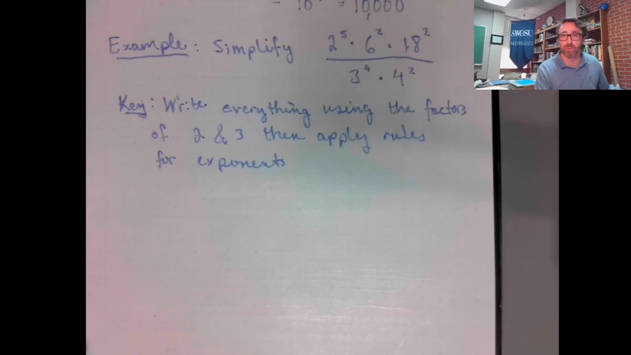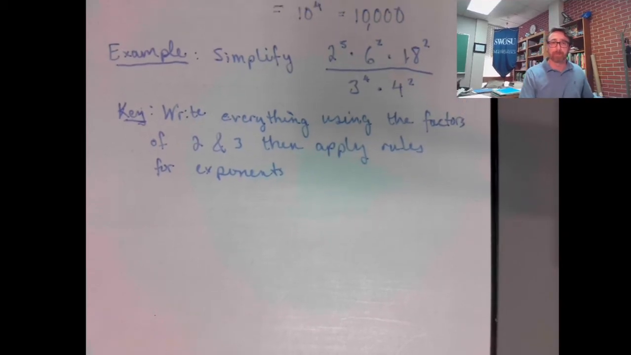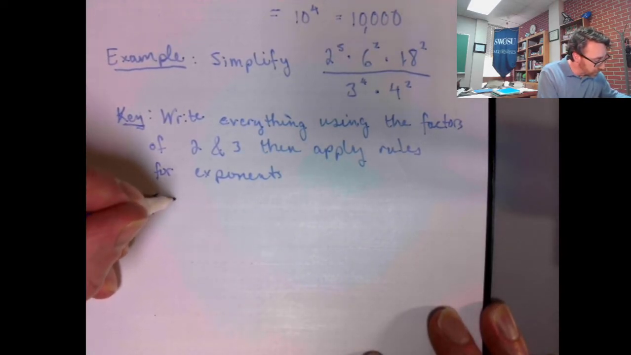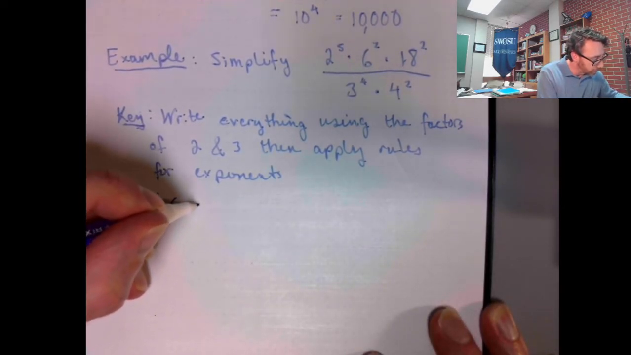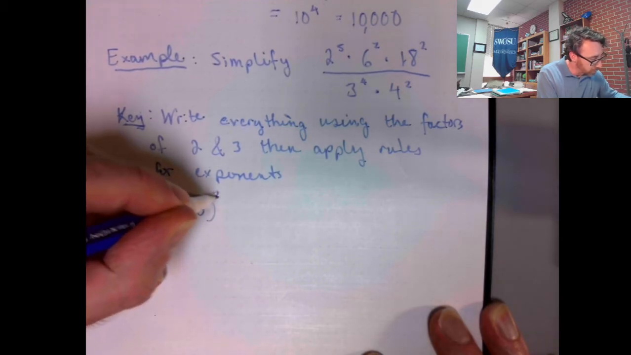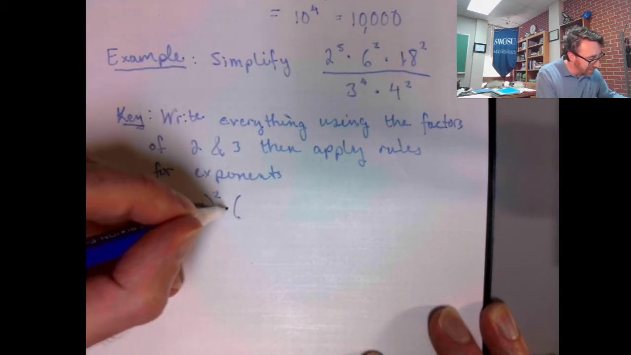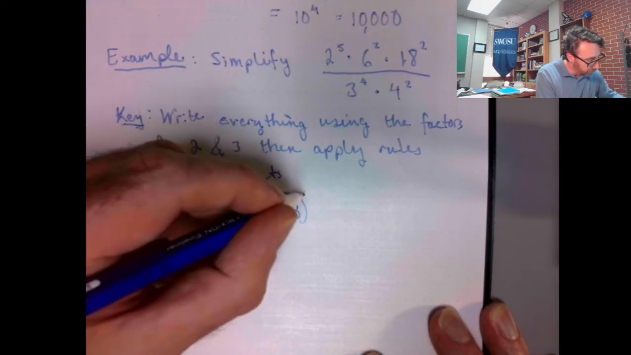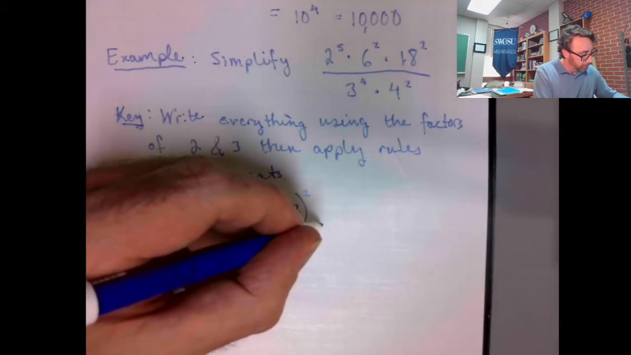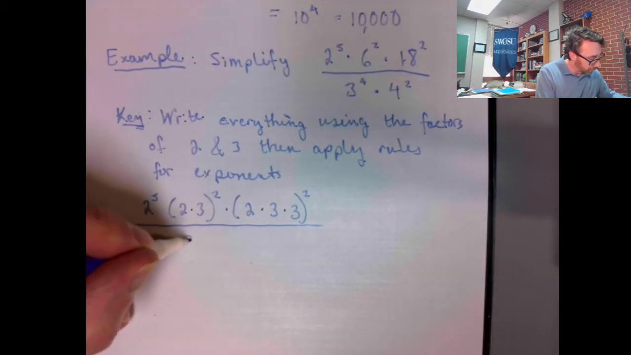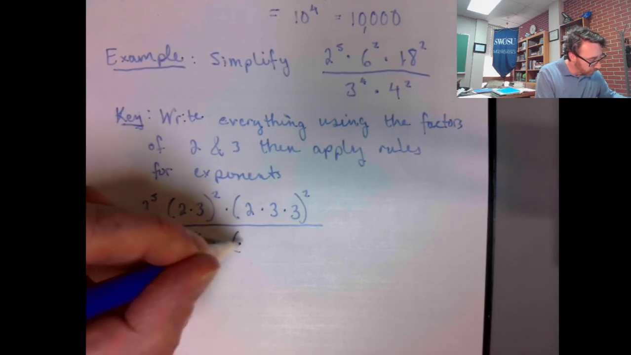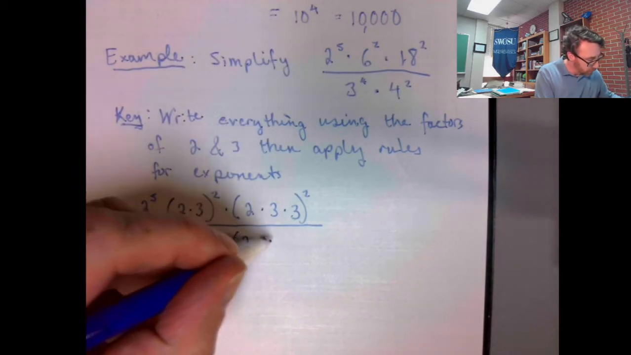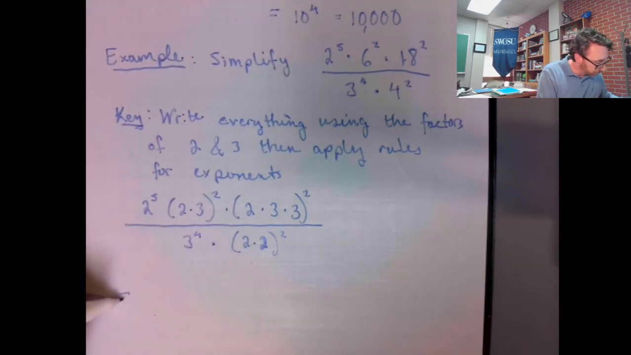All right, so 2 power 5, well, that's just 2 power 5. Now 6, we know 6 is 2 times 3. So instead of 6 power 2, it's 2 times 3 power 2. 18 is 2 times 3 times 3. 3 to the 4th, can't do anything with that. 4, that's 2 times 2. So instead of 4 power 2, it's 2 times 2 power 2.